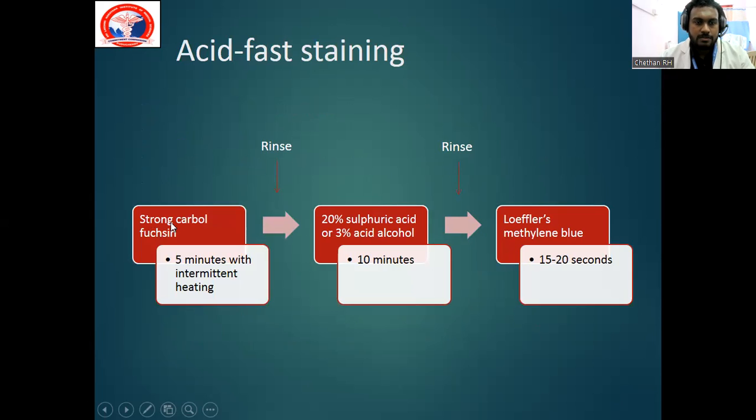So first you have to add strong carbol fuchsin, wait for 5 minutes with intermittent heating, then rinse the slide, then add 20% sulfuric acid or 3% acid alcohol mixture and wait for 10 minutes, and then rinse the slide again and add low fluorescent methylene blue and wait for 15 to 20 seconds.